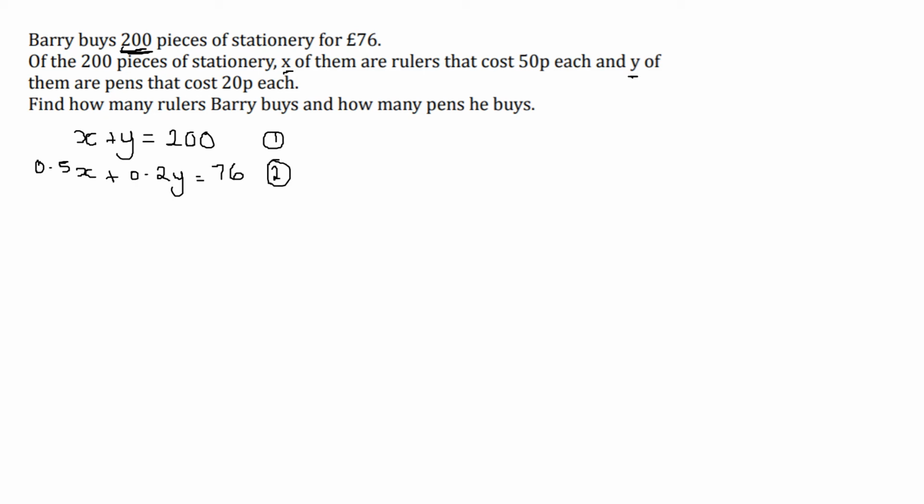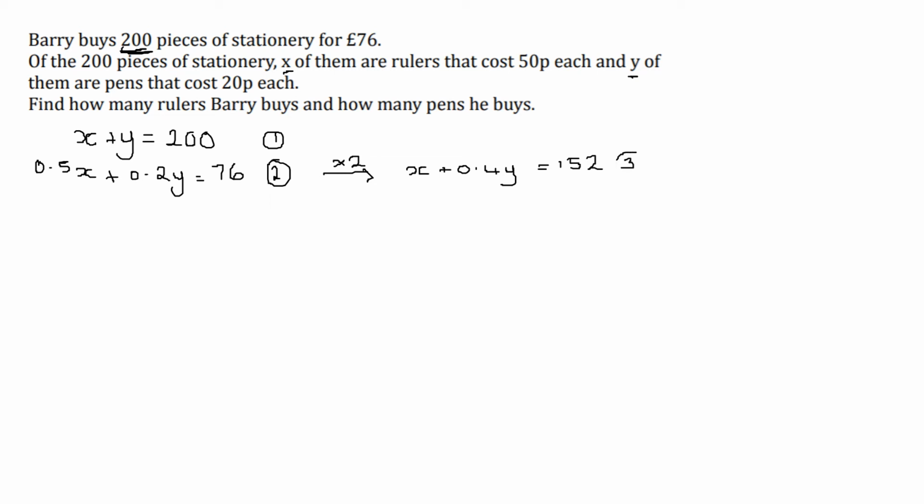Now, in order to get my coefficients the same, I'm going to go for my coefficient of x. I'm going to multiply that whole equation by 2. I'm going to do equation 2 times 2, and that will give me x plus 0.4y is equal to 152.